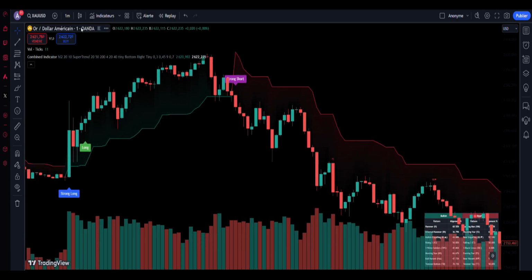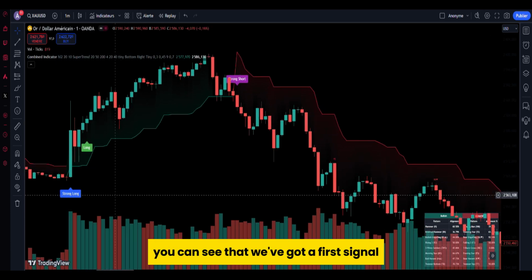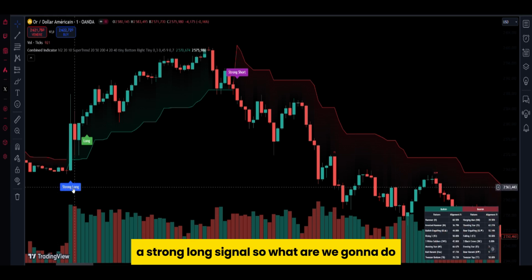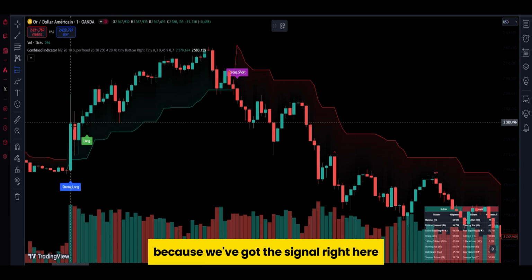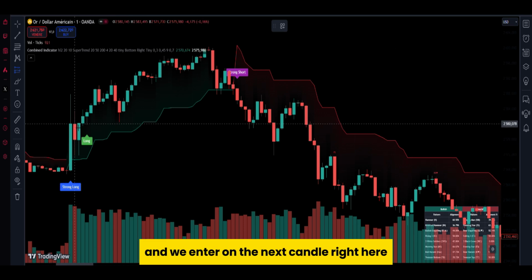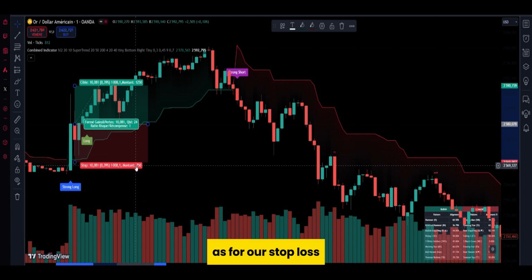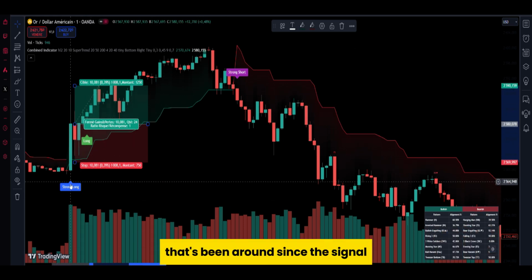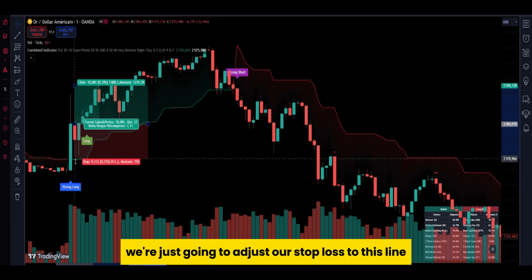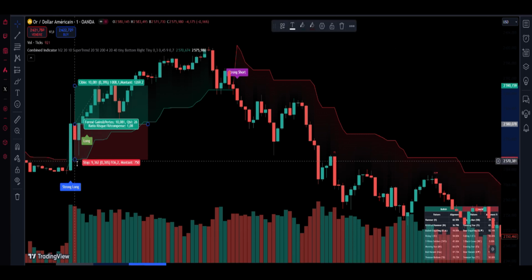So, you can see that we've got a first signal, a strong long signal. So what are we going to do? We're simply going to open a long position because we've got the signal right here, and we enter on the next candle right here. As for our stop loss, you can see we've got a support line that's been around since the signal. So we're just going to adjust our stop loss to this line.